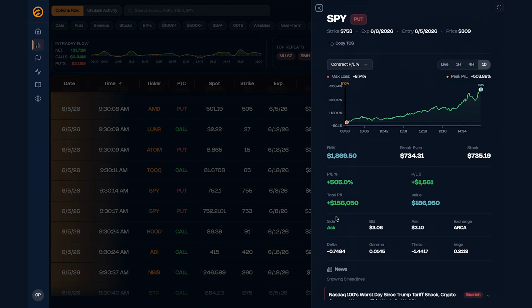For a deeper look at any trade, simply double-click on a flow entry. This opens a detailed view where you can access additional information about the position, including contract details, execution data, and other relevant metrics. You'll also have access to the chart, allowing you to analyze price action.